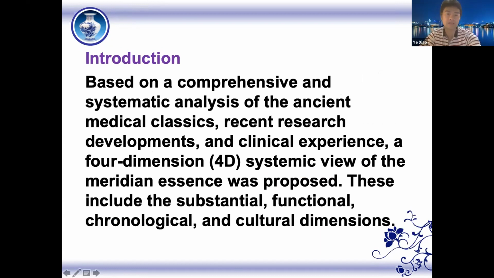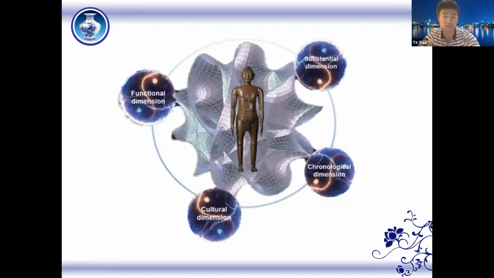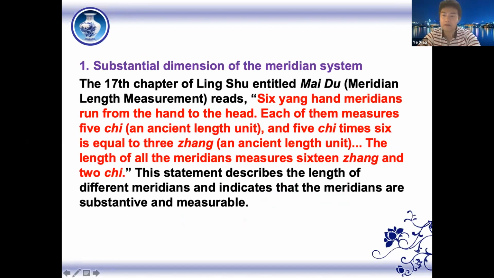So based on a comprehensive and systemic analysis of the ancient medical classics in China, recent research developments, and clinical experience, I would like to propose a 4D systemic view of the meridian system. This includes the substantial, functional, chronological, and cultural dimensions. Now let's talk about the substantial dimension of the meridian system.